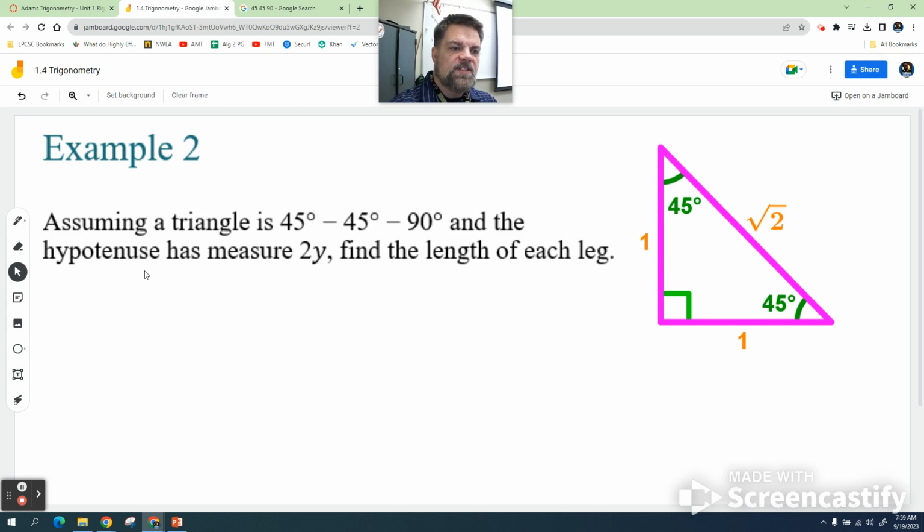So what they're saying is that the hypotenuse is actually equal to 2y. Okay. Now there's a couple ways you could do this. It says find the length of each leg. Okay, find the length of each leg. Well, how would we do that?